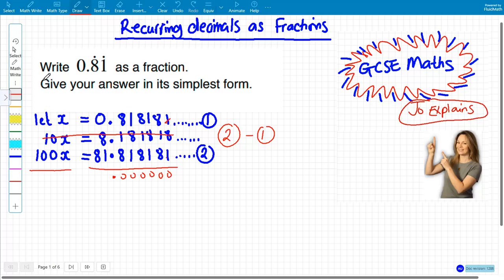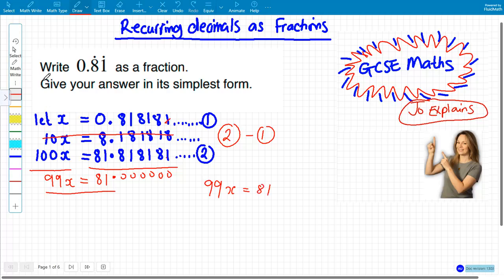When we get to here, we've got 81 take away 0, which is just 81. So we've got 81.0000. And then this side, because we've got to do the same on both sides, we've got 100 x's take away 1x. So that gives us 99 x's. Okay? So we've got 99x equals 81, that whole number. Well, I'm just going to write it out again here. 99x equals 81.